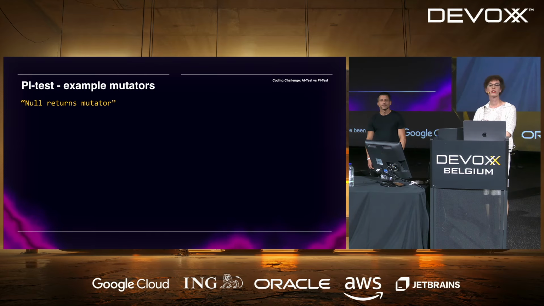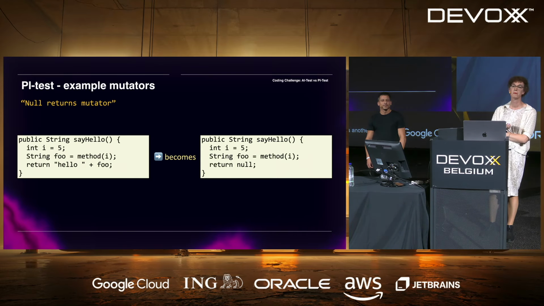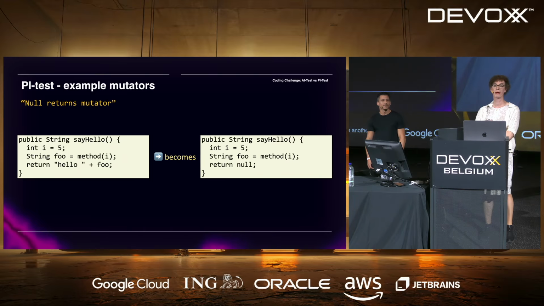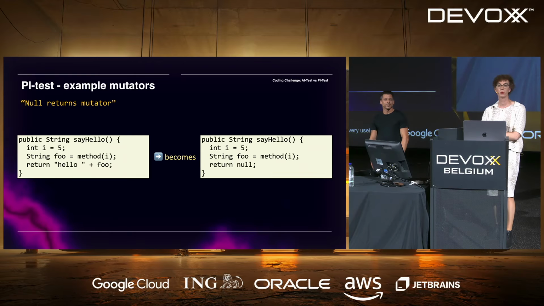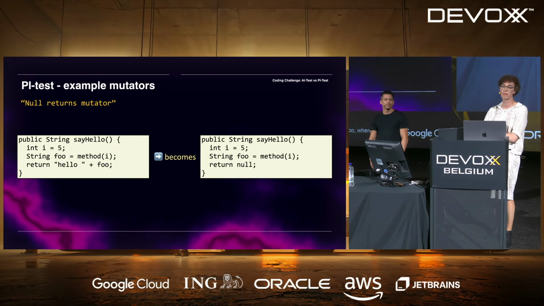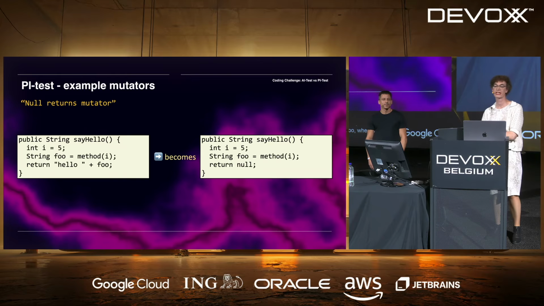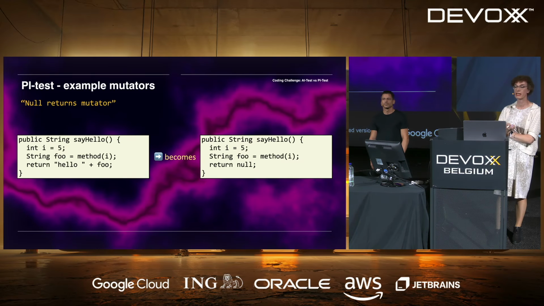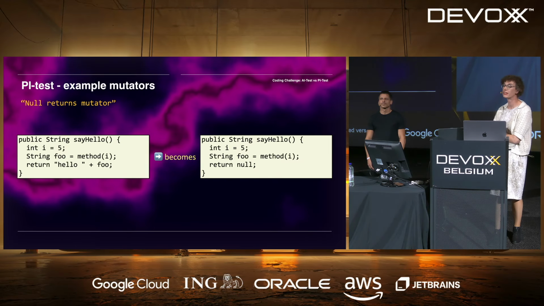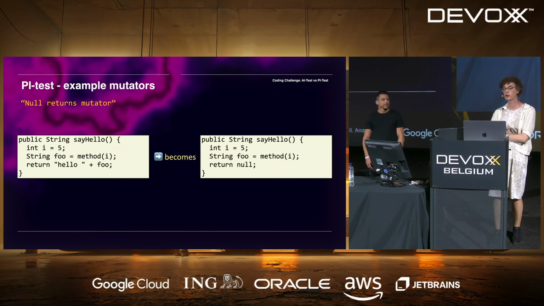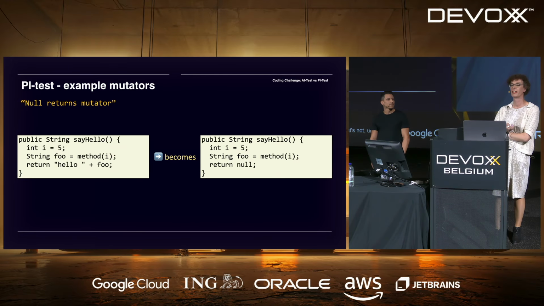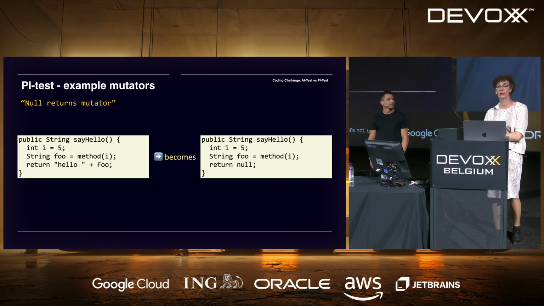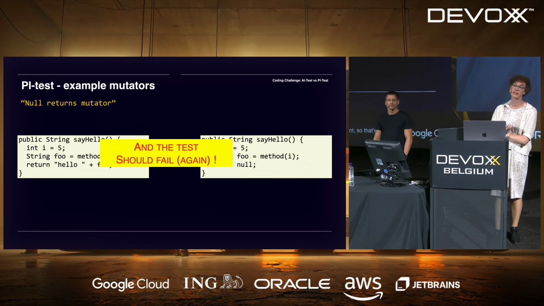There's another one, which is the null returns mutator. So basically, we have this very useful method that just says hello to something, namely hello to foo, where foo is defined by a method with a given parameter. And the mutated version does the same, but instead of returning foo, it just returns null. And this can, of course, lead to null pointer exceptions, but that's good. That's not effectively a kill test, but at least there's not a surviving mutant. So that's good. And once again, the test should fail, or you should have an exception.